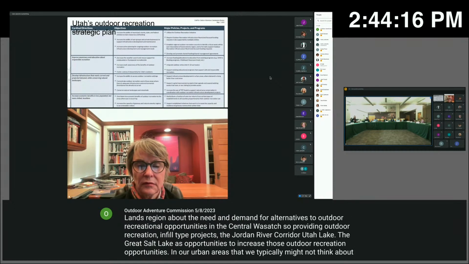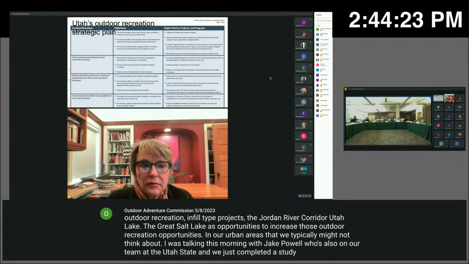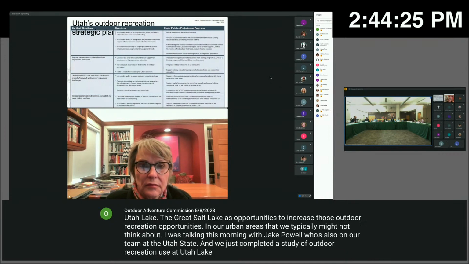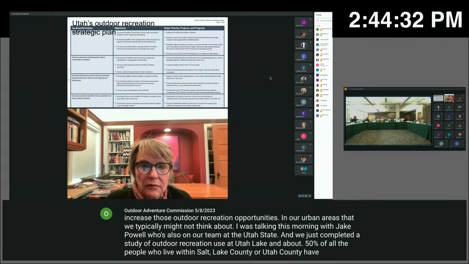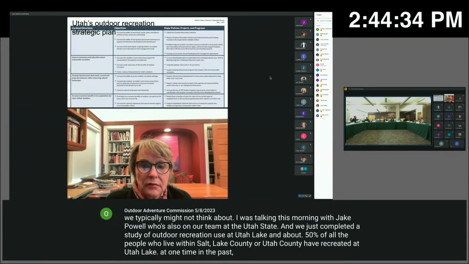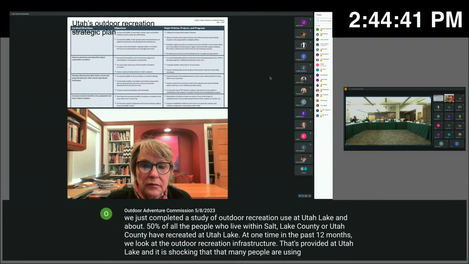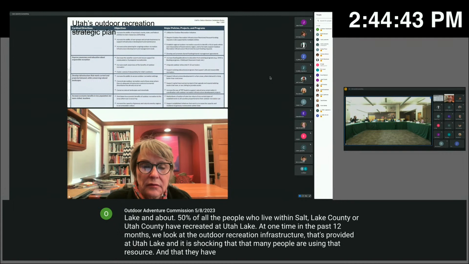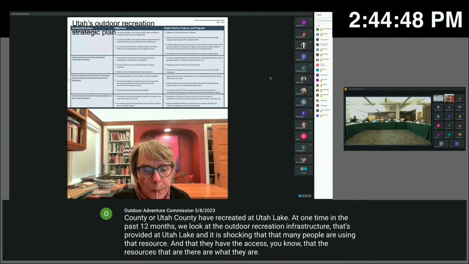I was talking this morning with Jake Powell, who's also on our team up at Utah State, and we just completed a study of outdoor recreation use at Utah Lake, and about 50% of all the people who live within Salt Lake County or Utah County have recreated at Utah Lake at one time in the past 12 months. But you look at the outdoor recreation infrastructure that's provided at Utah Lake, and it is shocking that many people are using that resource, and that they have the access, the resources that are provided there are what they are. Which you're saying are inadequate, or?